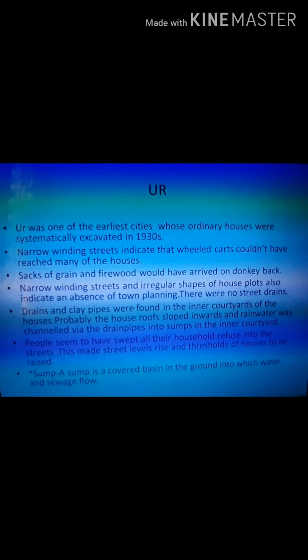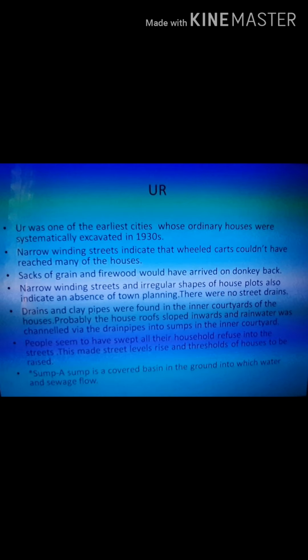So this entire thing shows that there was no considerable town planning, unlike the Harappan civilization in the Indian subcontinent, which had shown quite good town planning. Now people seem to have swept all their household refuse into the streets. This made the street levels rise and thresholds of houses to be raised. So we find that people actually took all their household trash and garbage and threw it outside.